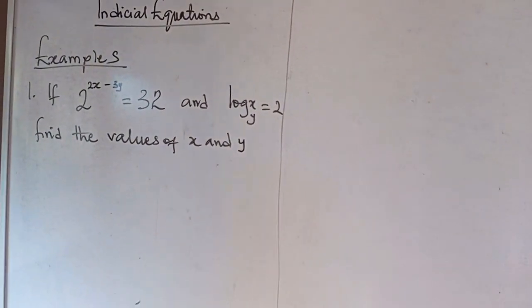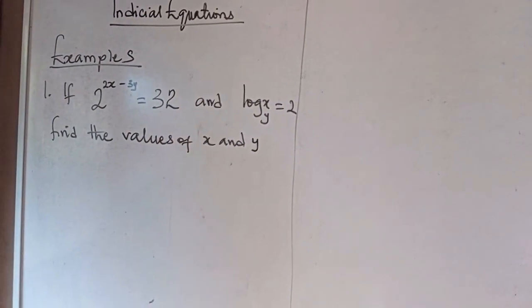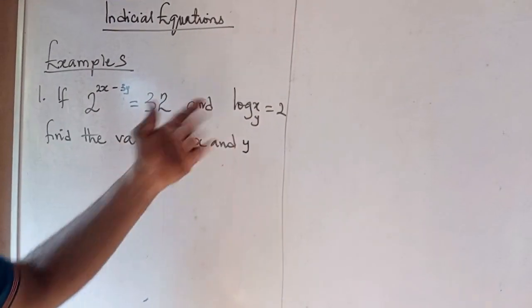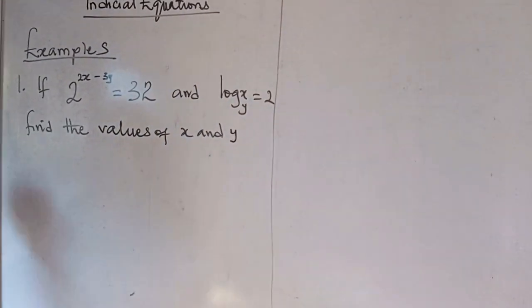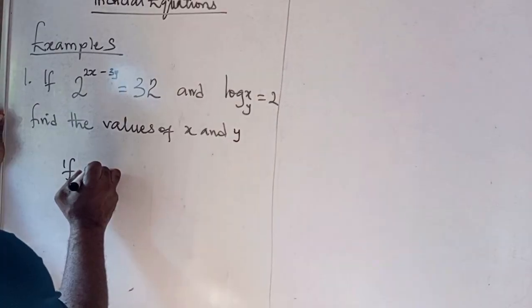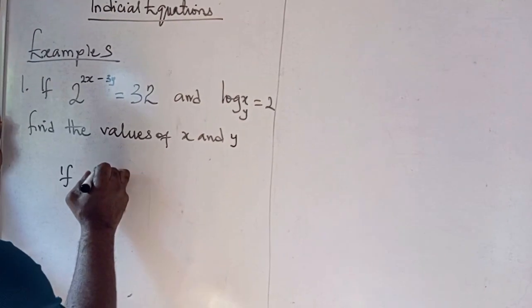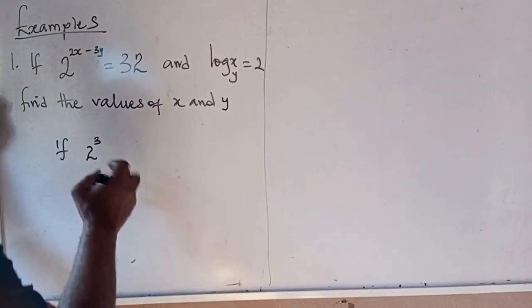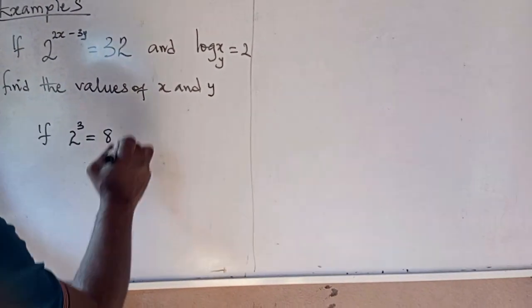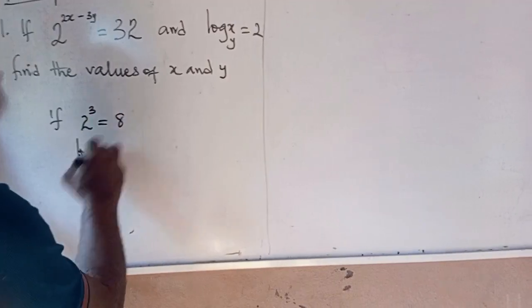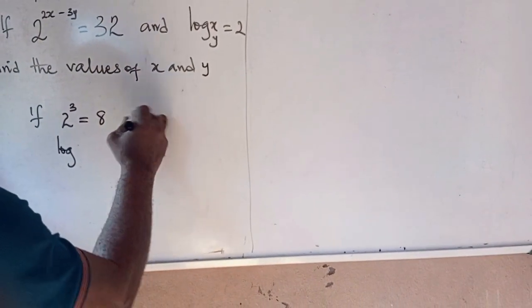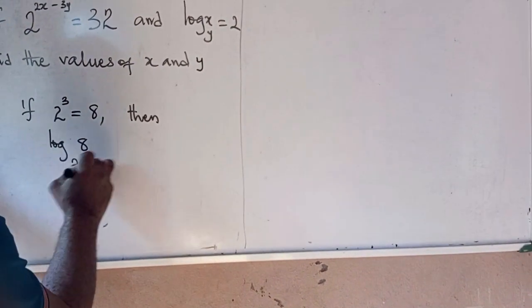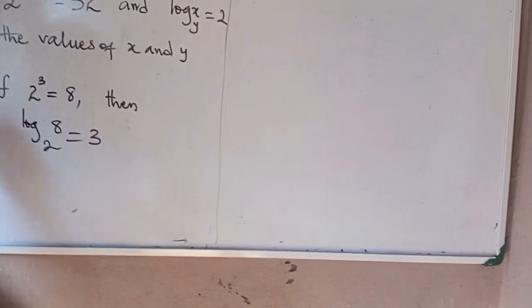Now, for us to solve this problem, we need to remember that there's a relationship between indices and logarithm. Let's look at that relationship. If 2 to power 3, of course this is 8 because 2 times 2 times 2 is equal to 8, then log 8 base 2 is equal to 3.